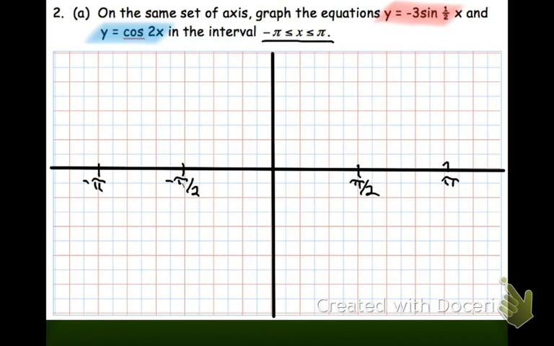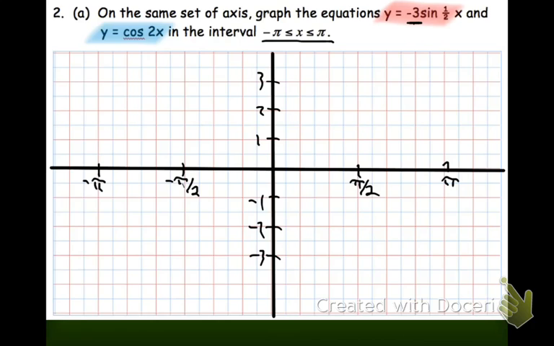So the first one, y equals negative 3 sine of 1/2 x. So the first thing I notice is that I'm going to be going all the way to 3. So 1, 2, 3. And I'm going to be going down to negative 3, negative 1, negative 2, negative 3. And my frequency is going to be 1/2. So in the time I would normally complete a full cycle, I'm only going to get through half of one.